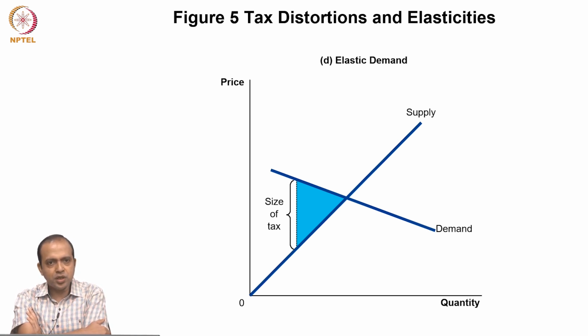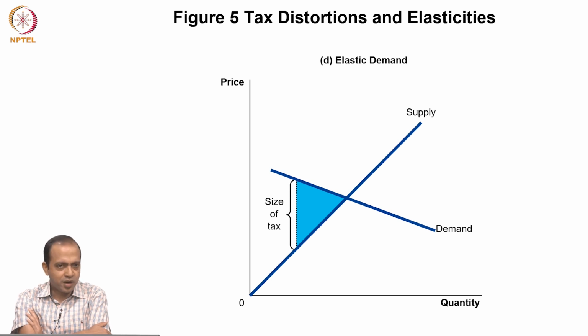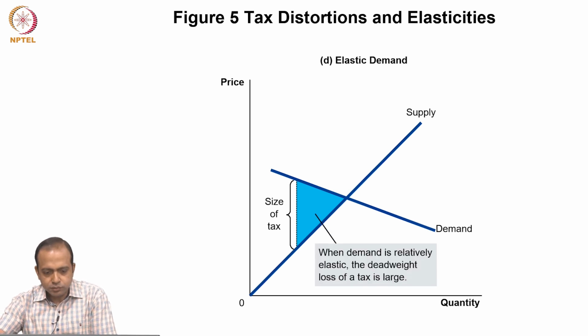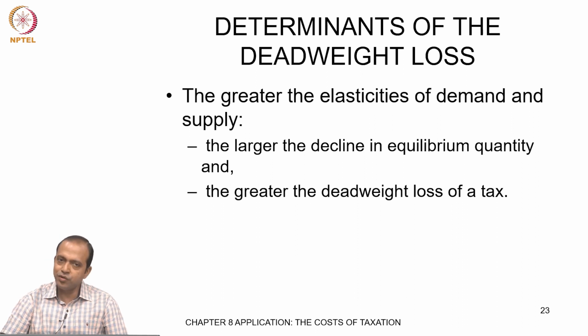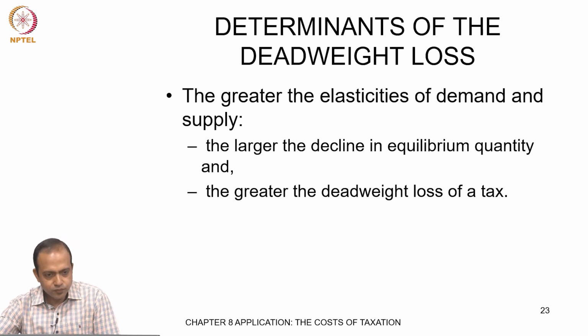So, one thing we can say is that for the same amount of tax, deadweight loss basically depends on the elasticity of demand and supply. The higher the elasticity of demand or supply, the higher would be the size of deadweight loss. So, the larger the decline in equilibrium quantity, because the greater the elasticities of demand and supply, the greater would be deadweight loss. That is what we have learned.